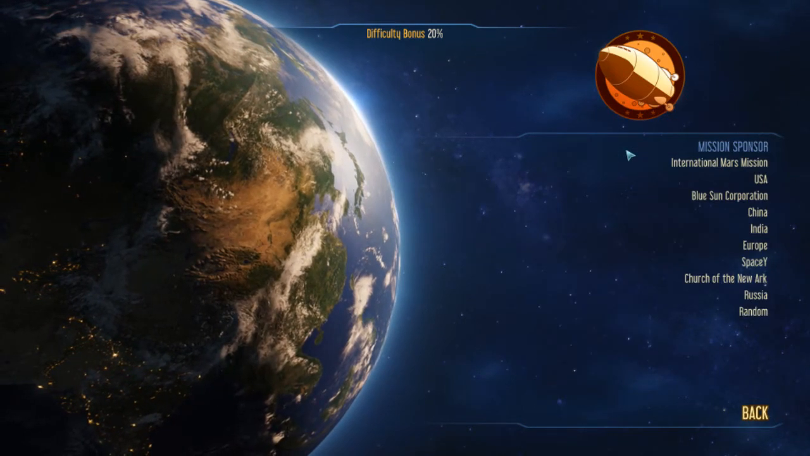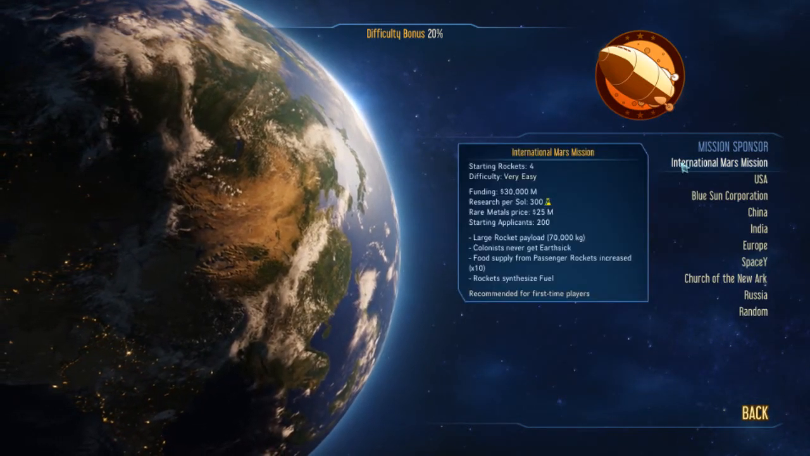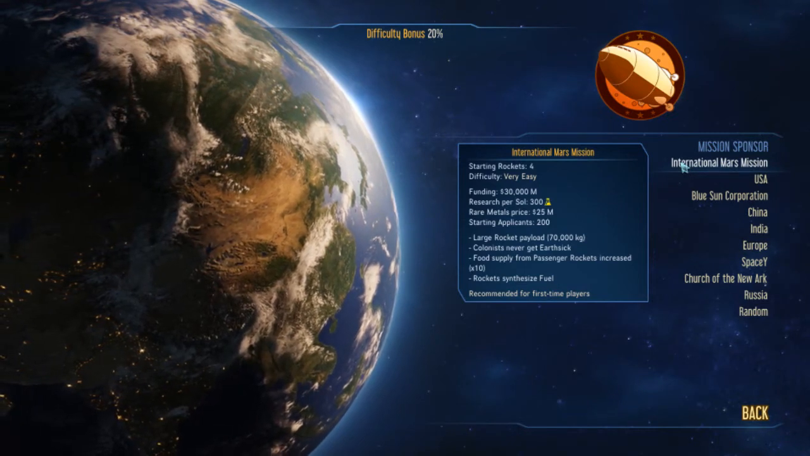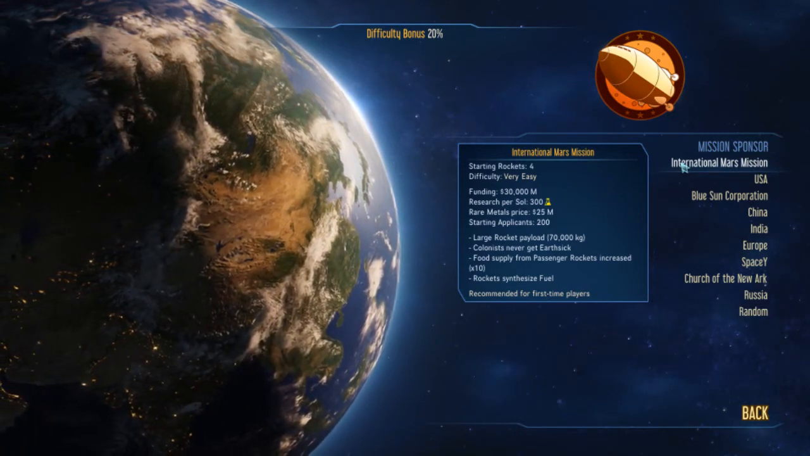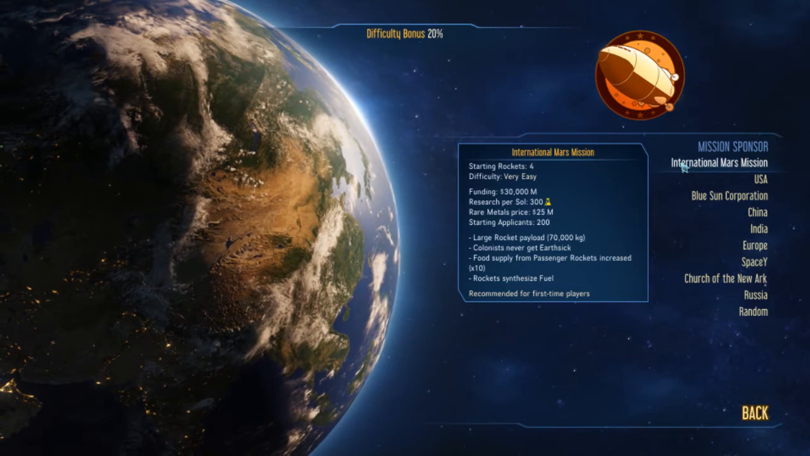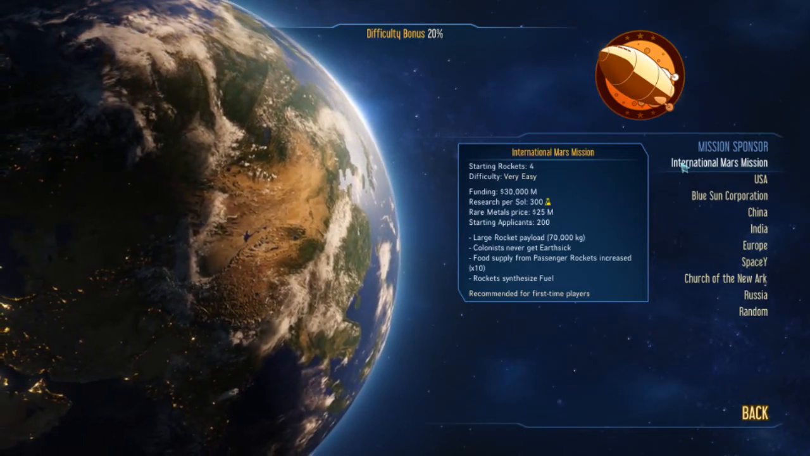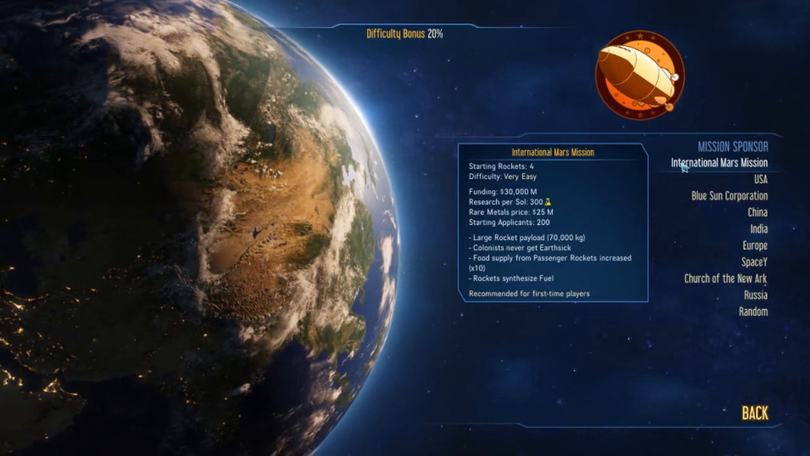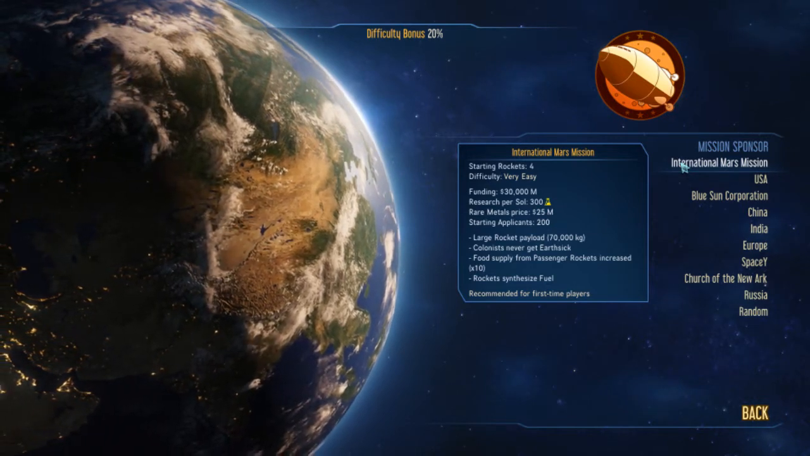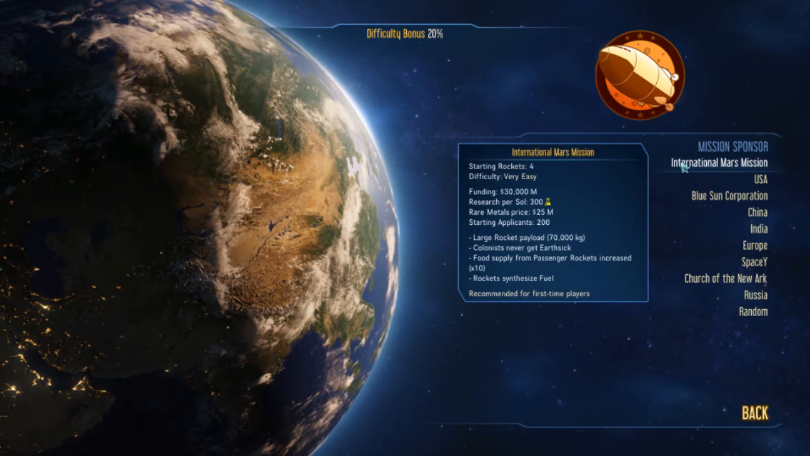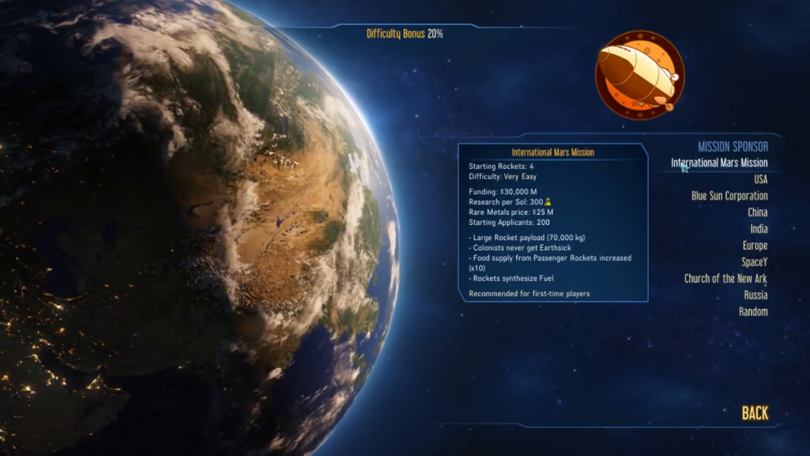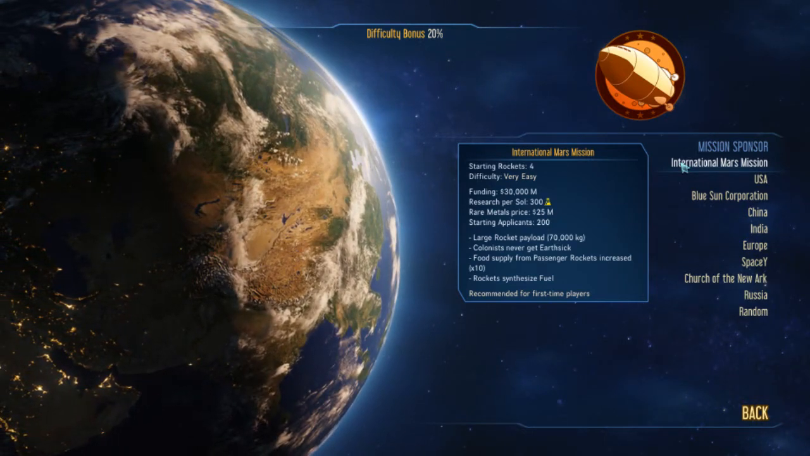So let's talk a little bit about the mission sponsors. Your mission sponsor is going to be your most meaningful choice in terms of how easy or difficult the game is. The mission sponsors, I find, are probably the most potent indicator of what you're going to be in for, along with the map. So the first one is the International Mars Mission. These guys are listed as very easy, and they're the only faction that are listed as such. They are the extreme end of being easy to use.